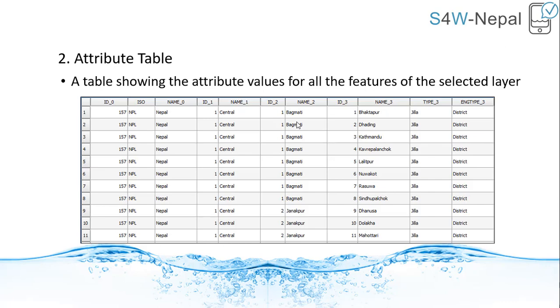Each row of the table represents a feature, which may be with or without geometry, and each column contains a particular piece of information about the feature. The features in attribute table can be easily searched, selected, edited, or moved.